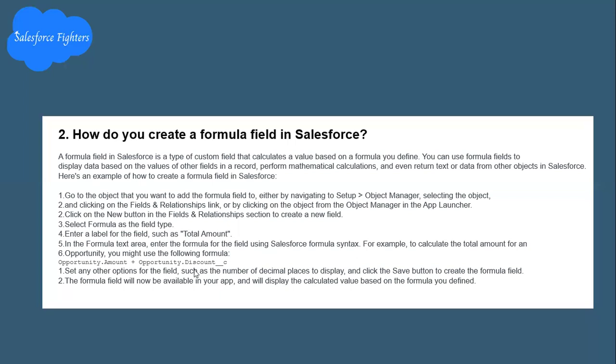For example, to calculate the total amount for an opportunity you might use the following formula: opportunity amount and opportunity discount. Next, set any other options for the field such as the number of decimal places to display, and click the save button to create the formula field. The formula field will now be available in your app and will display a calculated value based on the formula you defined.